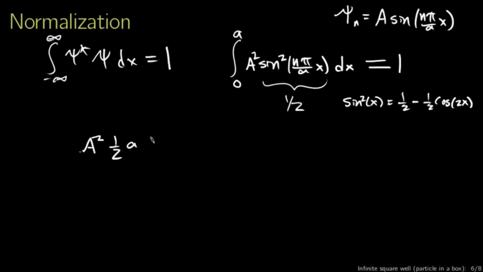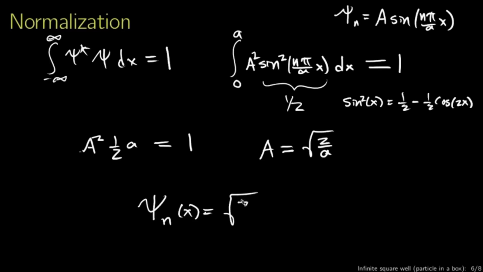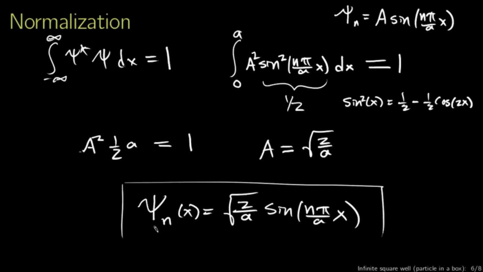The integral must equal 1 in order for things to be normalized, which tells us that A is equal to the square root of 2 over a. Big A is the square root of 2 over little a. So that determines our normalization constant. Now we know everything about our solutions. Psi sub n of x is root 2 over a times the sine of n pi over a x. That's our wave function, normalized and ready for use.